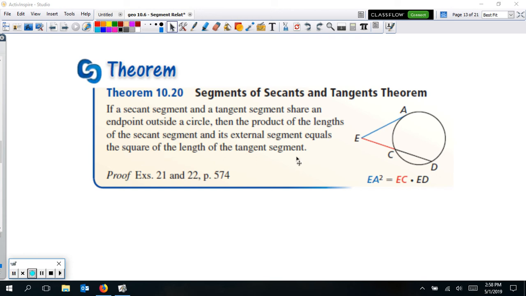So basically you look at that tangent segment, the E to A, and there's nothing to multiply, it's just one segment. So you're going to multiply it times itself. Square it, EA squared. And then the secant segment works just like the last one. It's the external part times the whole thing. So this squared is equal to the external times the whole secant segment. So that's another thing we know about how to set up some equations and make things equal.